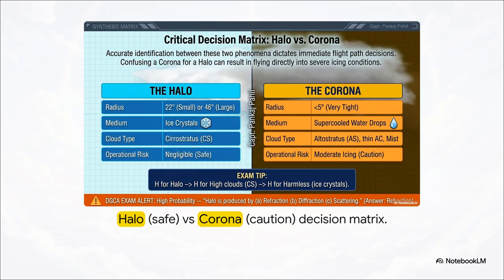A halo is 22 or 46 degrees, ice crystals, and it's safe. A corona is less than 5 degrees, supercooled water, and it means caution. You need to burn this distinction into your memory.